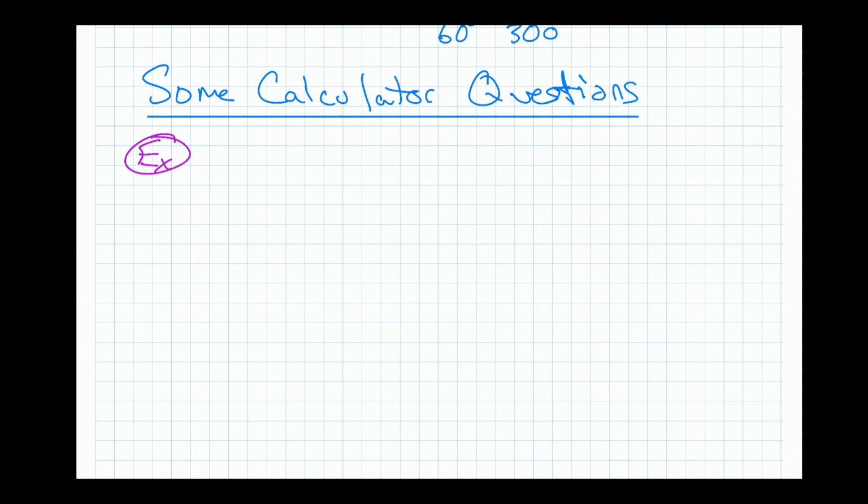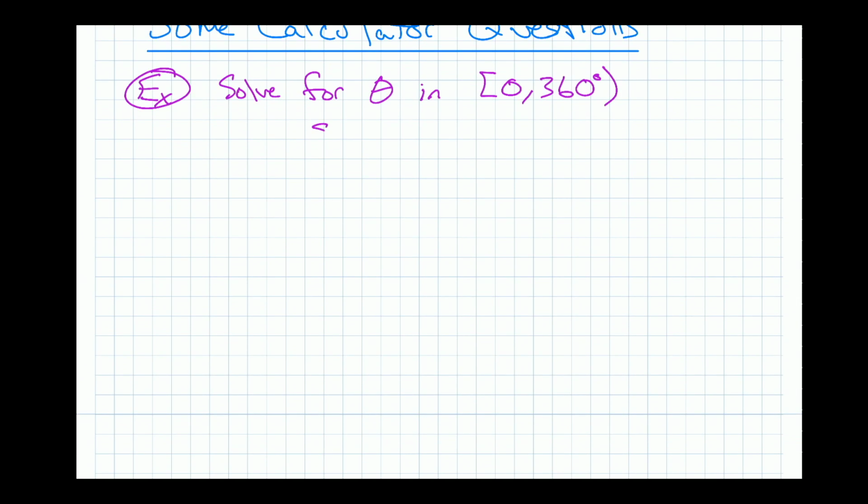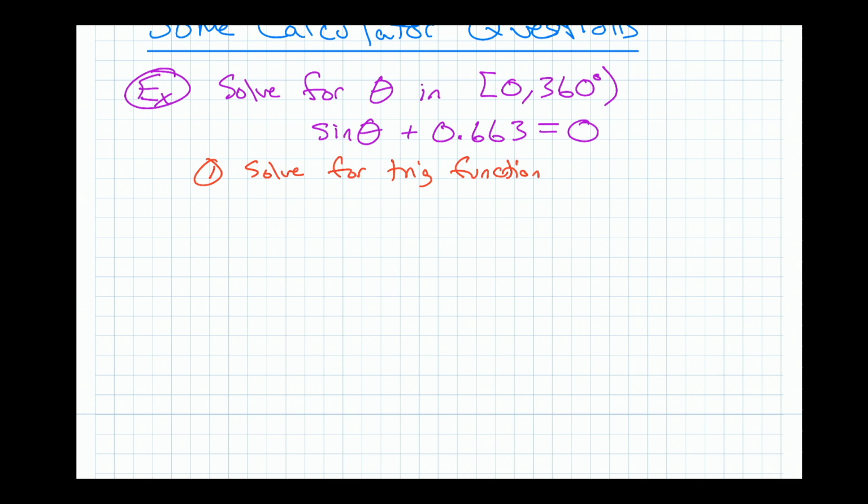So they say, solve for theta in 0 to 360, and then they give me sine theta plus 0.663 equals 0. All right, and we're going to use a calculator. So you still have to do the first step exactly the same. You're going to still just solve for the trig function. That's the same.